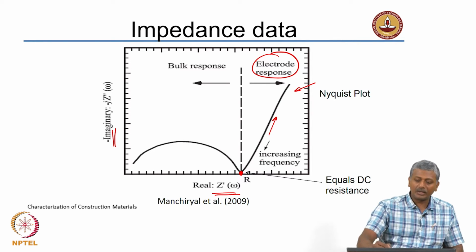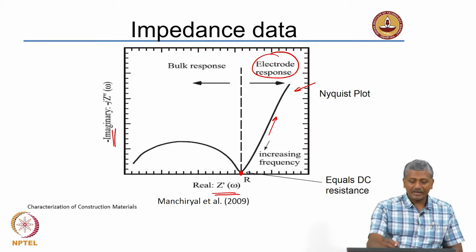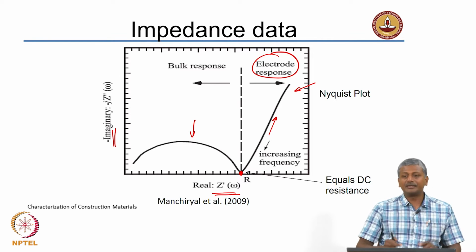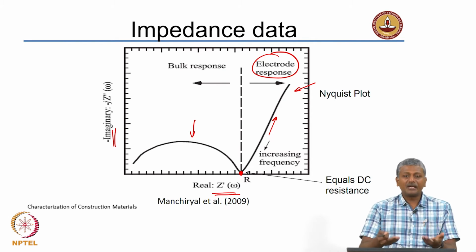Okay. Now, again, when you get impedance data which is looking like this, what we typically say is this part which is going up at around 45 degrees is because of the response of the electrode, okay, whereas this arc that you get here is the response of the material that you are actually testing when you are testing concrete, for instance.